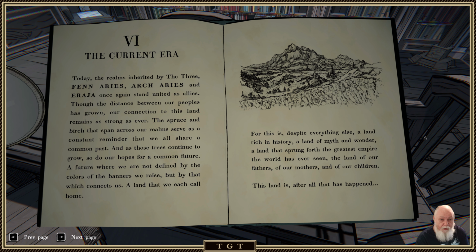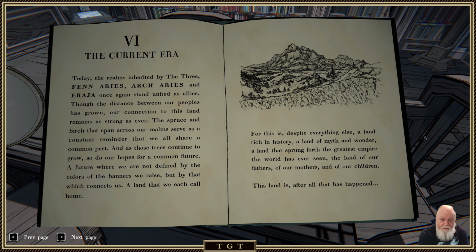The spruce and birch that span across our realms serves as a constant reminder that we all share a common past. And as those trees continue to grow, so do our hopes for a common future. A future where we are not defined by the colors of the banners we raise, but by that which connects us, a land that we each call home. For this is, despite everything else, a land rich in history, a land of myth and wonder, a land that sprung forth the greatest empire the world has ever seen, the land of our fathers, of our mothers, and of our children.